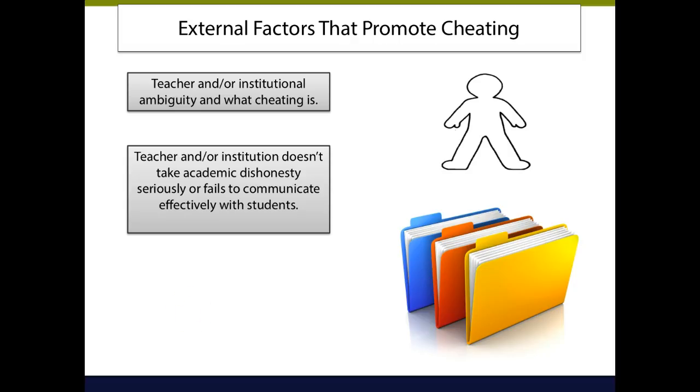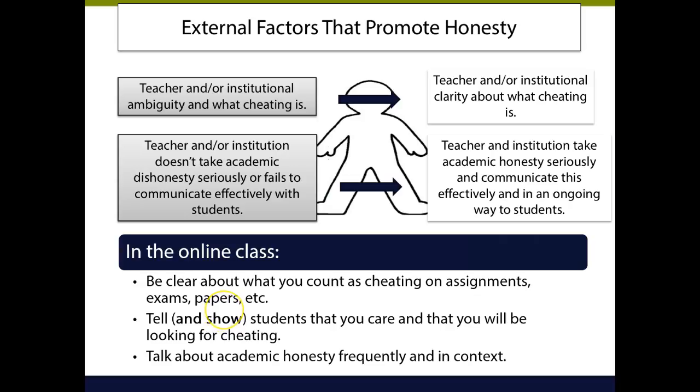We'll move on to the next factor. Students are more likely to cheat when they don't know what cheating is, or where there's ambiguity around cheating, or where we don't take academic honesty seriously, or we don't communicate it effectively with students. So if we want our students to be more honest, we probably need to have clarity about what cheating is, to take it seriously, and to communicate effectively with students.